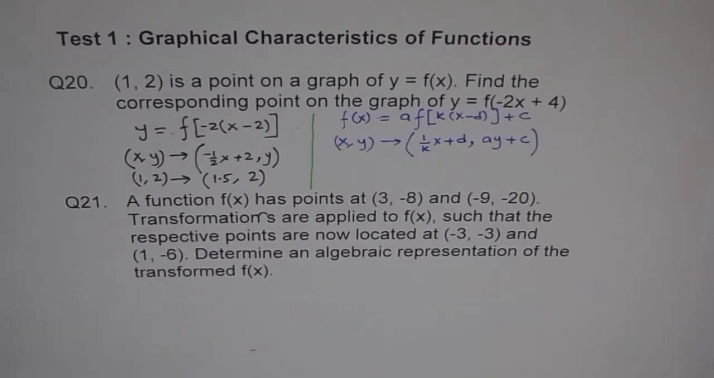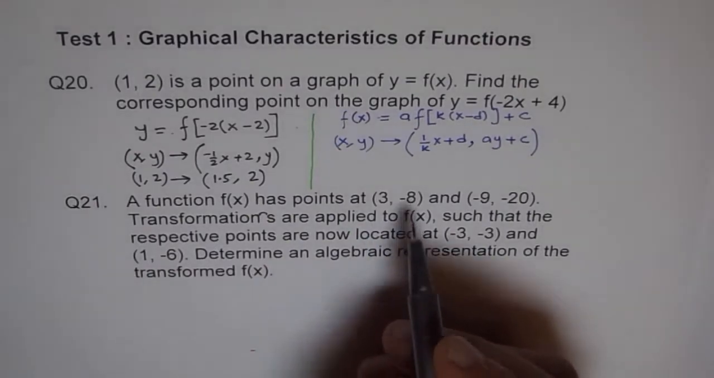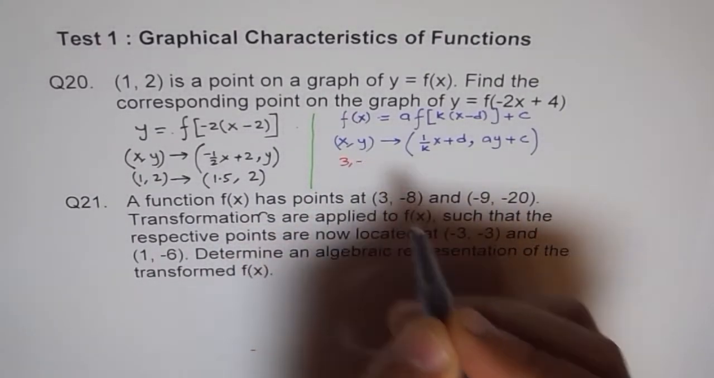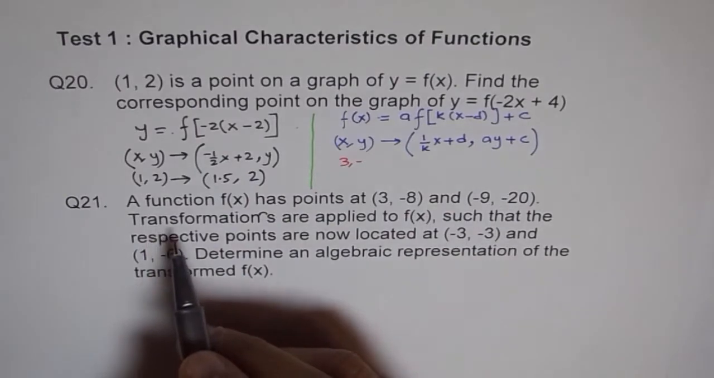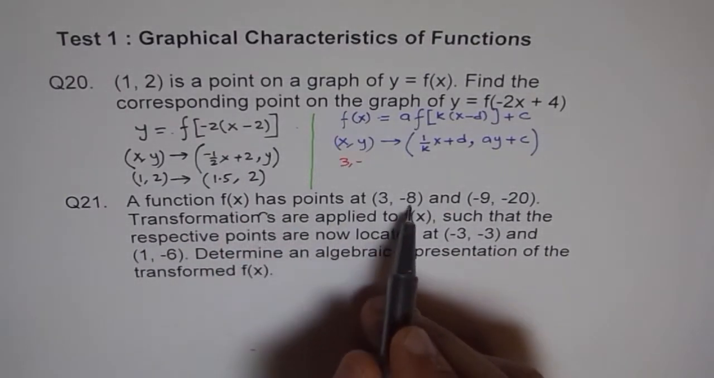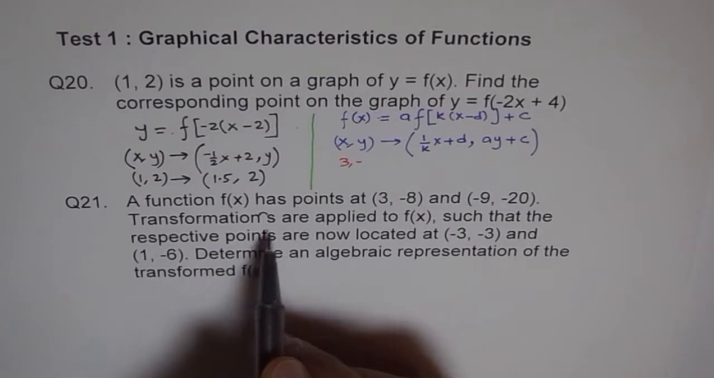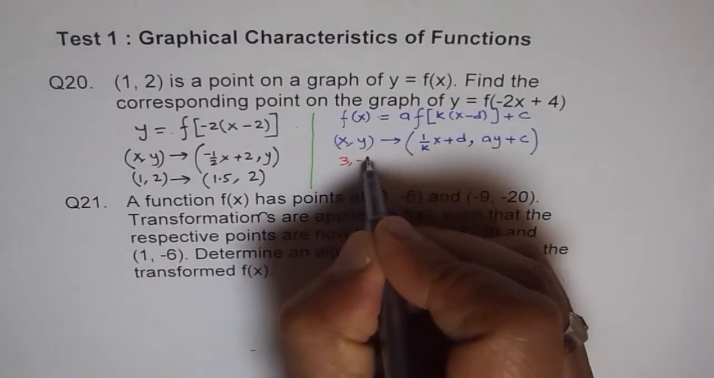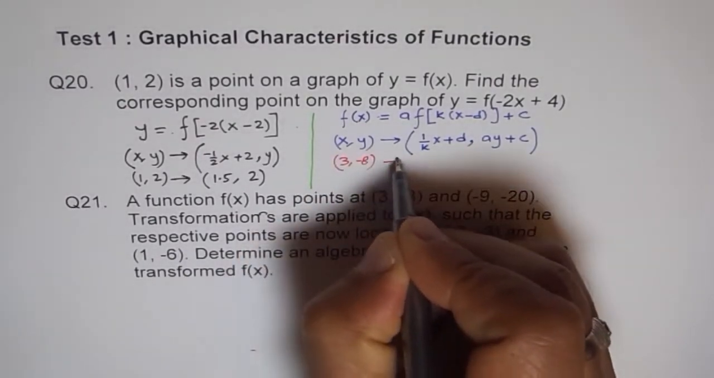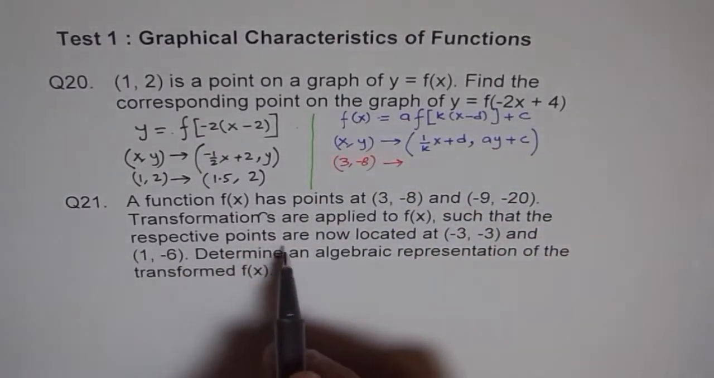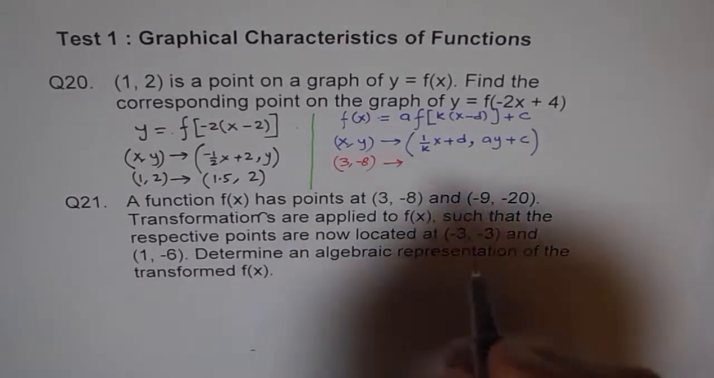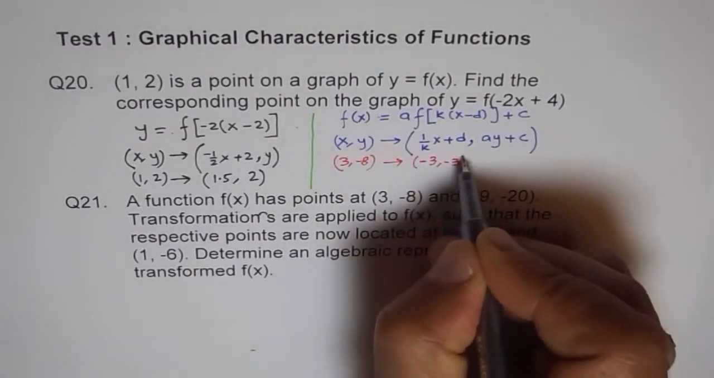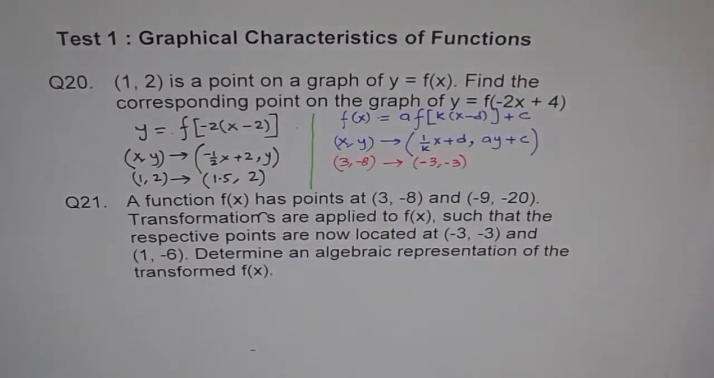So one of the points which we have here is (3, minus 8). So I'll write here (3, minus 8). The function f of x has a point (3, minus 8), and the transformations are applied to f of x such that, yeah, (3, minus 8) is your original point. And that gets transformed to the respective point now located at (minus 3, minus 3). So this point gets transformed to (minus 3, minus 3), right? So this is what happens to this point.